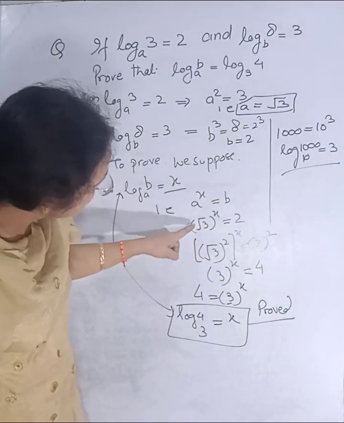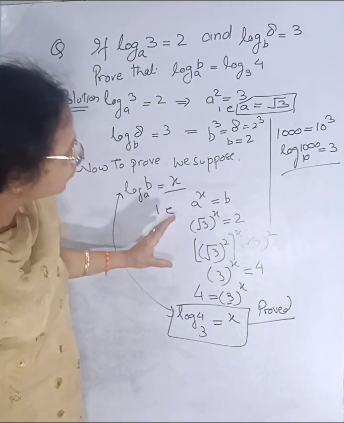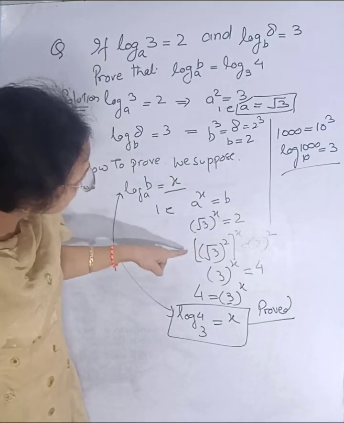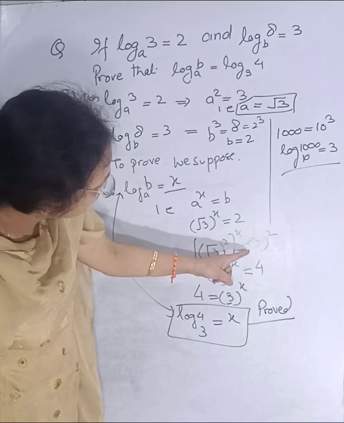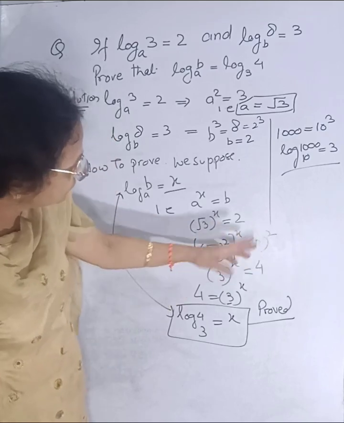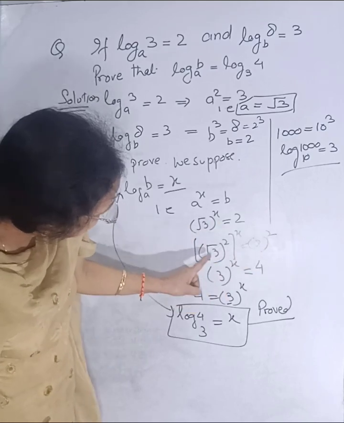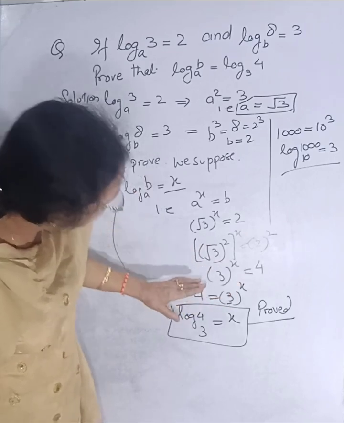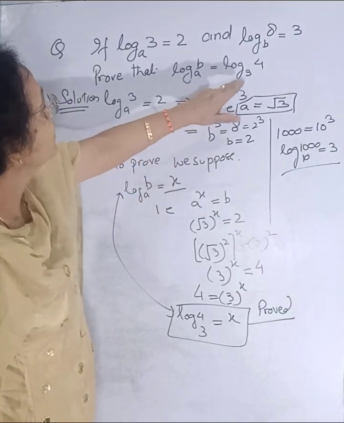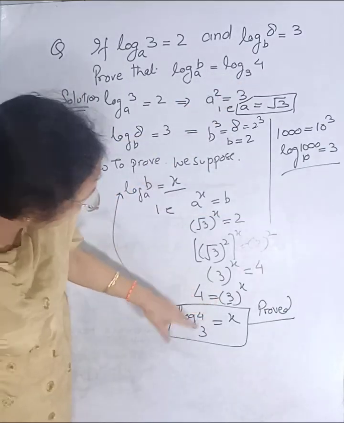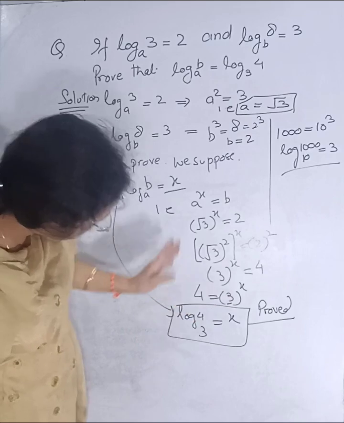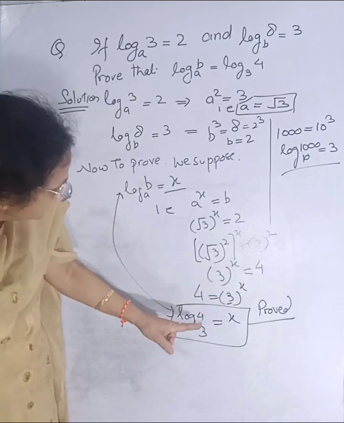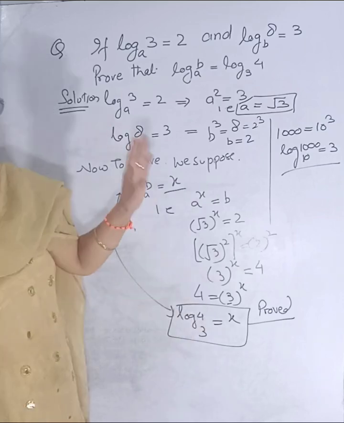This is root. In order to remove this root, we have squared on both the sides. It means root of 3 square whole to the power x is 2 to the power 2. That is 4. That is 3 to the power x. It means 3 to the power x is equal to 4. Now we have to take the log of 4. This can be written in this way: 4 is equal to 3 to the power x. It means log of 4 on the base 3 is equal to x.